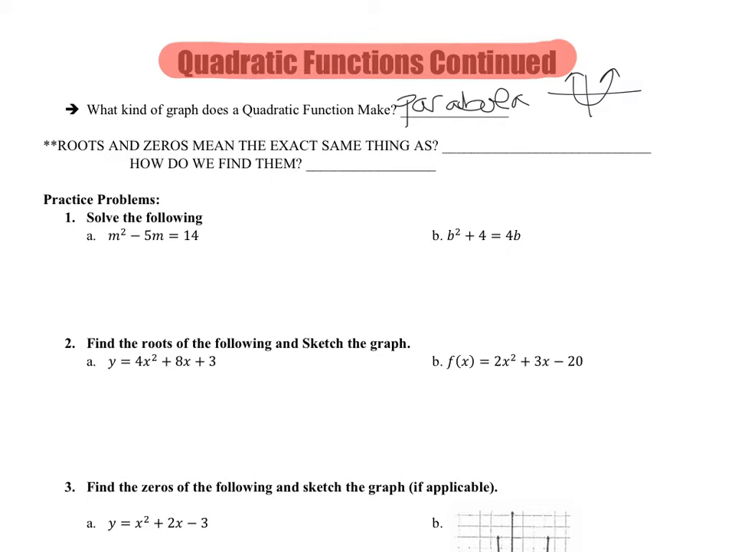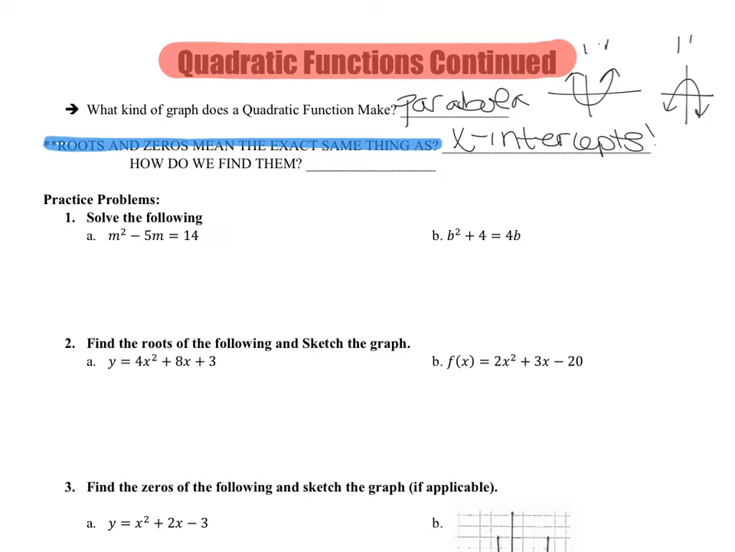A parabola can either open up like a smiley face, or it can open down like a frowny face. Usually our parabolas are always opening up because our leading coefficient is usually positive in this class, but sometimes they can face down. Last class, we learned two huge vocabulary words that you always forget: roots and zeros. Whenever you hear the word roots or zeros, those mean the exact same thing as x-intercepts.